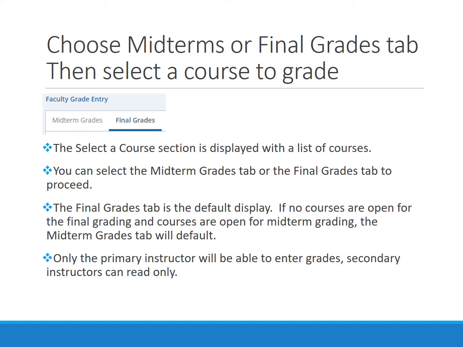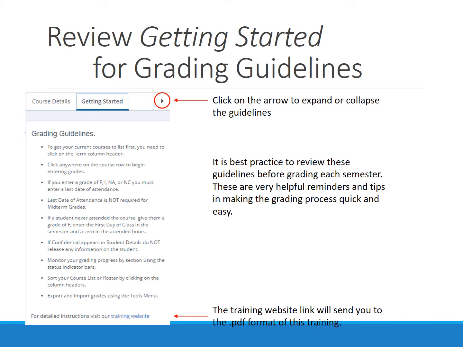Only the primary instructor will be able to enter grades. Secondary instructors have read access only. It is important to note that there are grading guidelines available for you to view at any time during the grading process. You can click the arrow on the right-hand side to expand or collapse the course details and Getting Started tabs. The Getting Started tab shows the guidelines. The link for this training in PDF format can also be found here.